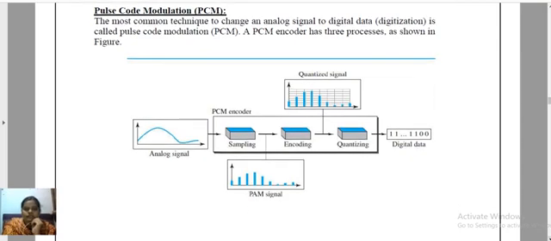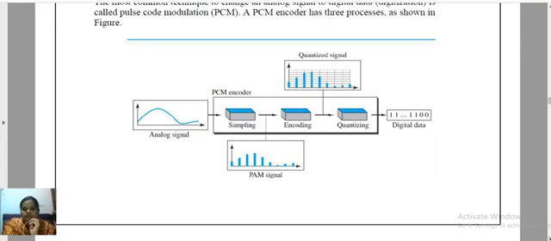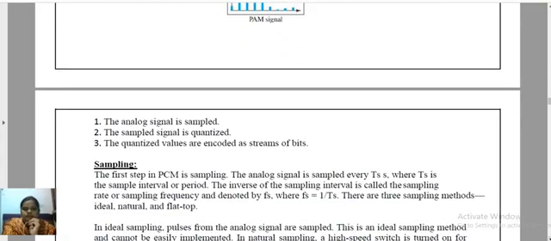Pulse code modulation has three phases. This is the analog signal. The three phases are: first sampling, then quantization, then encoding. So in the first step the analog signal is sampled, in the second step the signal is quantized, and in the third step the signal is encoded as a stream of bits.